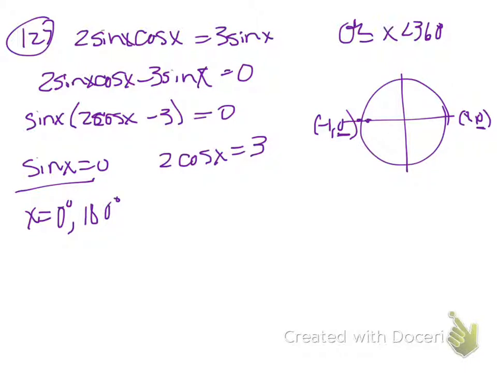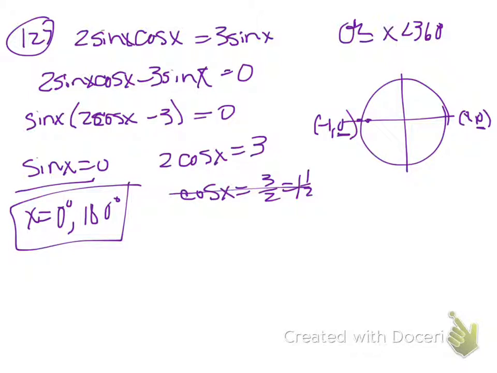Then for the other one, I have cosine of x is equal to 3 halves. And that is 1 1/2, which never happens, so that one doesn't matter. So my answers are just 0 and 180 degrees, because cosine is also defined in those spots. It's 1 and negative 1, so we're good. And so that's how you do that.